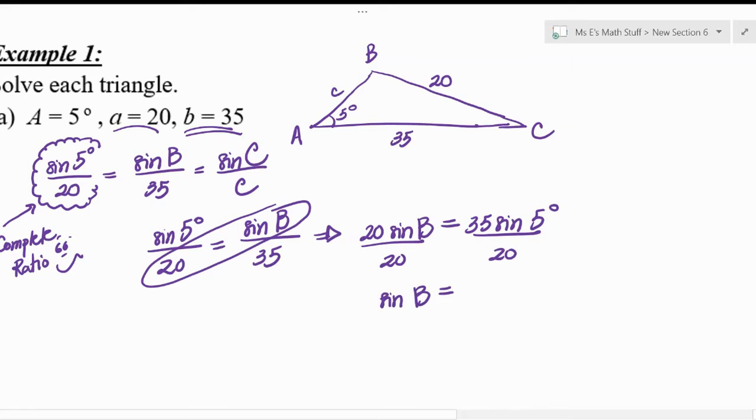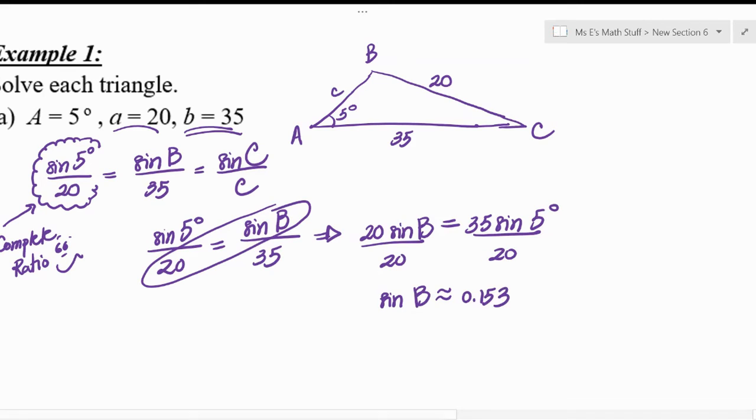And now it's time to punch things into your calculator, okay? So now that you've got B nice and solved for, make sure that your calculator is in degree mode. It's probably in radians from whatever we've done last. Just do 35 times the sine of 5, make sure you're in degrees mode so it knows you mean degrees, and then divide that result by 20. And that is approximately equal to 0.153. Okay, you want your final answers to be accurate to the thousandths place.